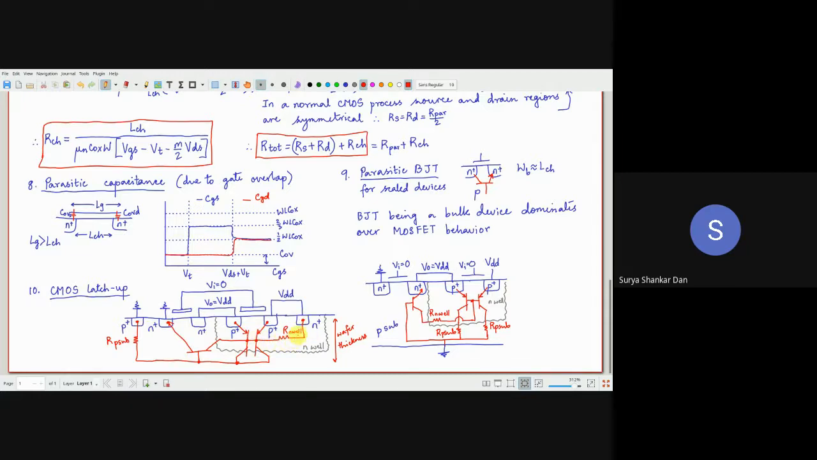So I'm sorry, I did not know that you have not done latch up. But anyway, in that case, I'll do it much more in depth in our advanced VLSI design. So this is a circuit which we have to analyze and study. Okay, so this is the CMOS latch up.